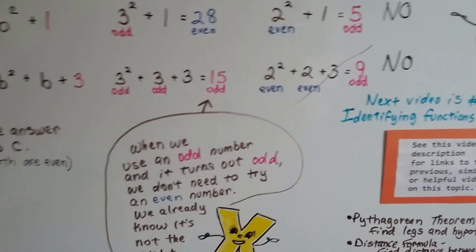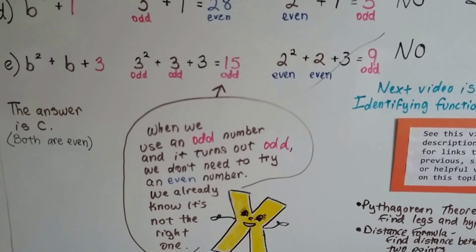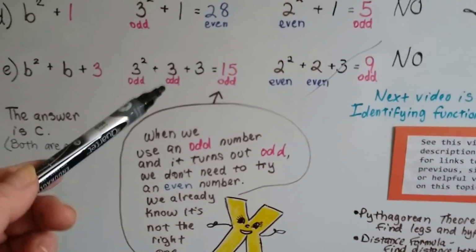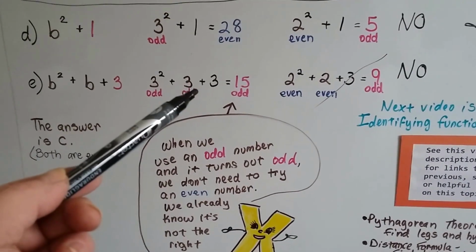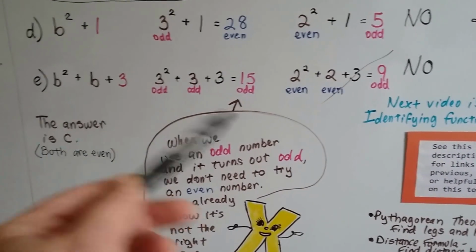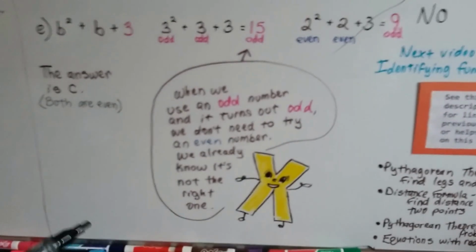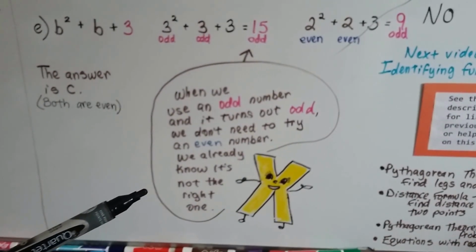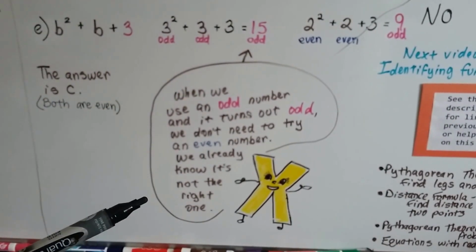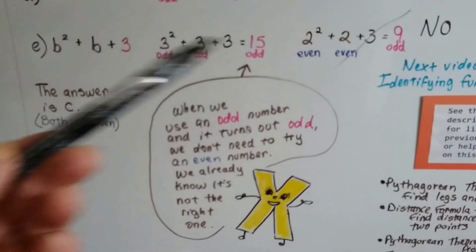We could have just saved our time and gone on to the next problem on the test, because it says that it must be even. So if this one's turning out odd, that already ruined it for this one. See? When we use an odd number and it turns out odd, we don't need to try an even number. We already know it's not the right one. See? They both have to be even.